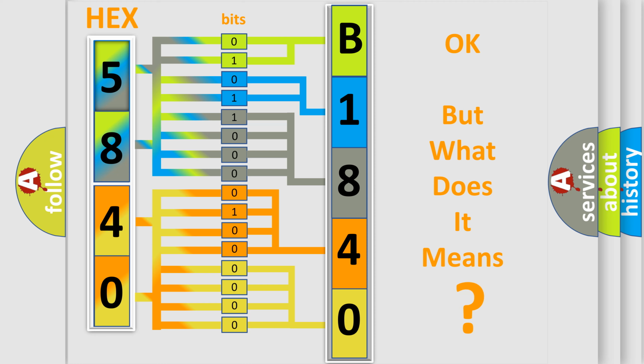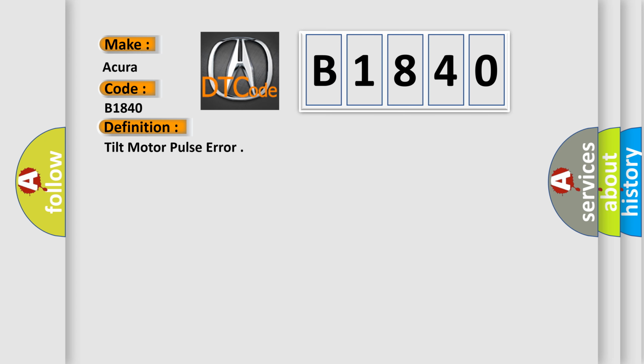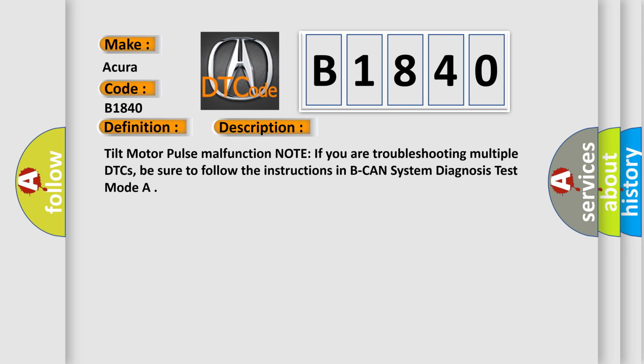The number itself does not make sense to us if we cannot assign information about what it actually expresses. So, what does the Diagnostic Trouble Code B1840 interpret specifically for Acura car manufacturers? The basic definition is tilt motor pulse error. And now this is a short description of this DTC code. Tilt motor pulse malfunction. Note: if you are troubleshooting multiple DTCs, be sure to follow the instructions in BCAN system diagnosis test mode.